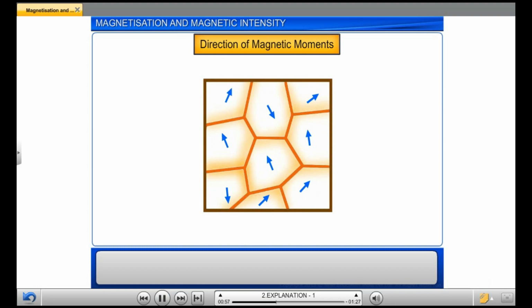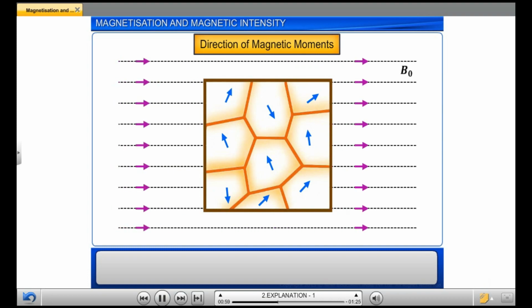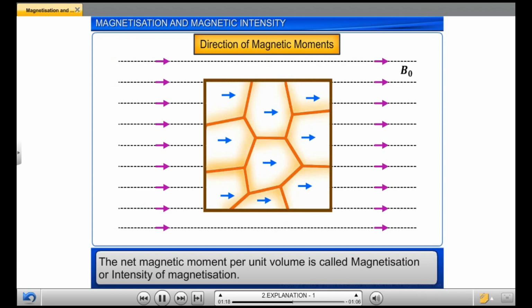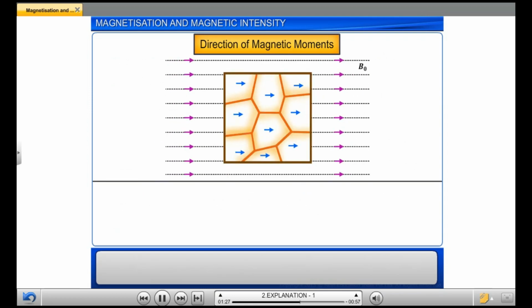When the object is placed in an external magnetic field, the magnetic moments of the atoms are aligned partially or completely in the direction of the applied magnetic field. Then, the net magnetic moment of the object is in the direction of the external magnetic field. Thus, the net magnetic moment per unit volume is called magnetization or intensity of magnetization. That is, I is equal to m by v.